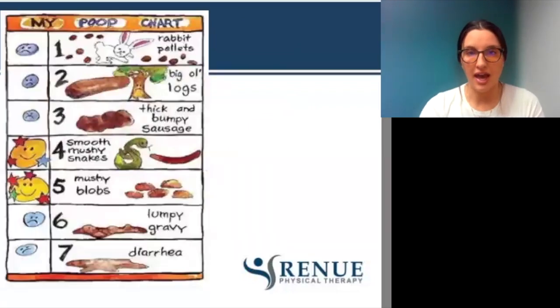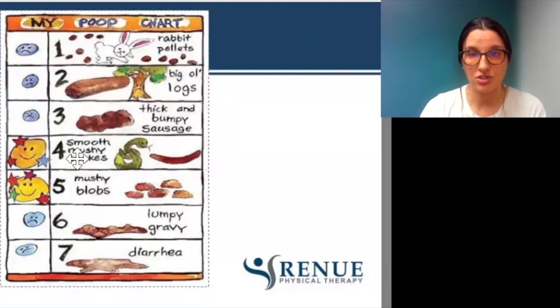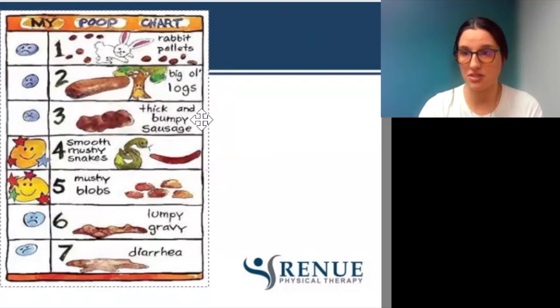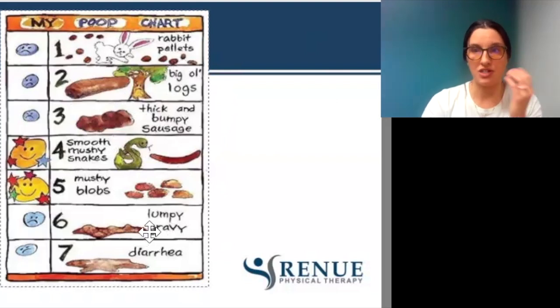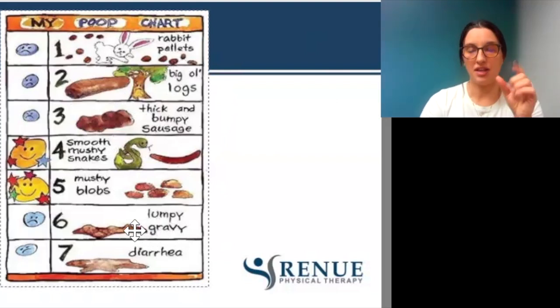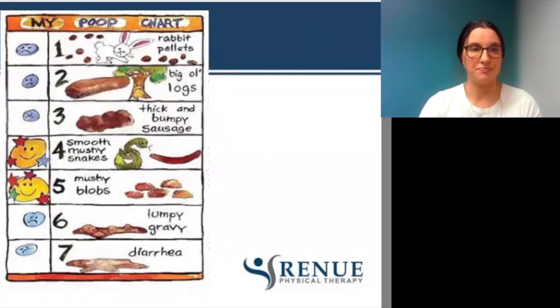So looking at what the consistency of your poop should look like, we want to be in this 4 to 5 range: smooth, mushy snakes or mushy blobs. If we have rabbit pellets, big logs, or thick and bumpy sausage, that means that we have some constipation. And when those poops are lumpy gravy or diarrhea, that probably means that they might have a stomach bug if that's short-lived, or that liquid poop is coming around the constipation.